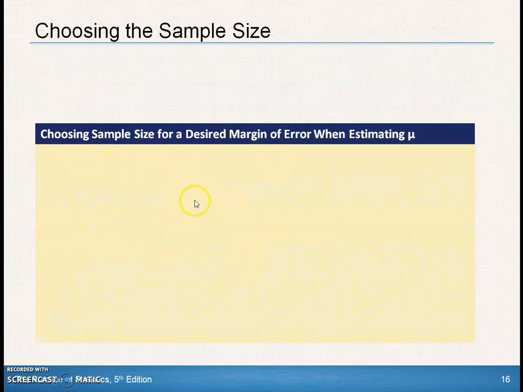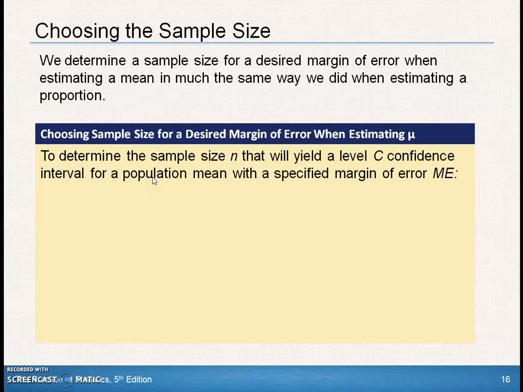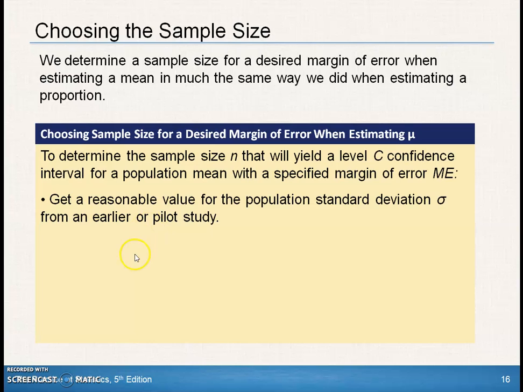Suppose we wanted to do an experiment. We wanted to gather some data. How many things should we gather? How many people should we talk to? How do we figure out what n should be? Well, that's the sample size for a desired margin of error. And we're going to do it the same way we did the population proportion. This ME is for the margin of error, and we want to leave n alone in our formula.